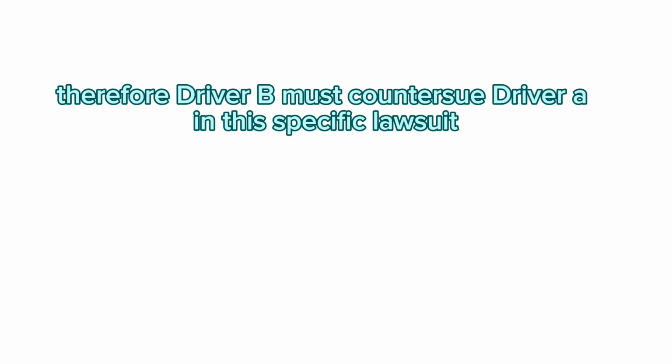Let's create a scenario. Driver A runs a red light and smashes into driver B. Now, driver A, maybe surprisingly, sues driver B, claiming that B was speeding. Okay, so A is the plaintiff, B is the defendant. Right, but driver B was also injured in that same crash. His car was totaled. And driver B obviously blames driver A for running the red light. This claim by driver B arises from the exact same accident. So it's compulsory. It is compulsory. Therefore, driver B must countersue driver A in this specific lawsuit.